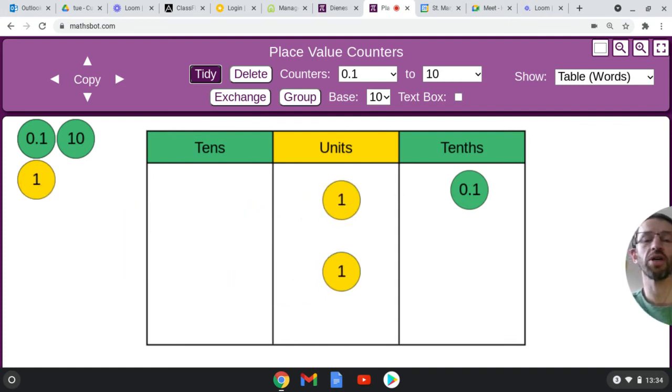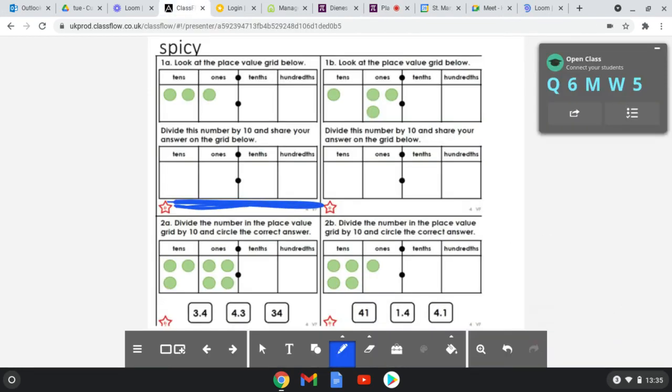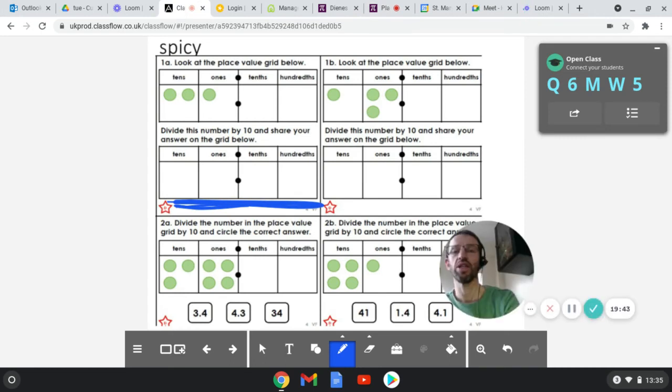So I'm dividing by 10 by moving things from the left-hand side of the screen over to the right-hand side, by 1 box. So my answer now is going to be 2.1. Okay, and you can show that on this. There we go. You can show that on here. 2 1s and 1/10. So have a go at those. You've got matching for question 2A and 2B.